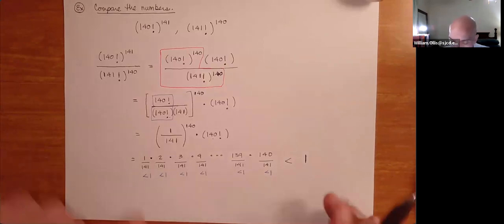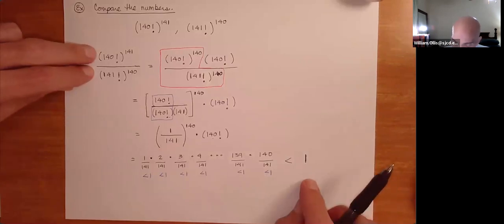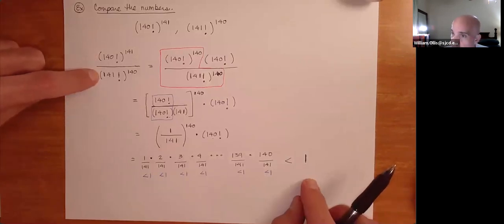So everybody, if this ratio is less than one, the number downstairs must be bigger.